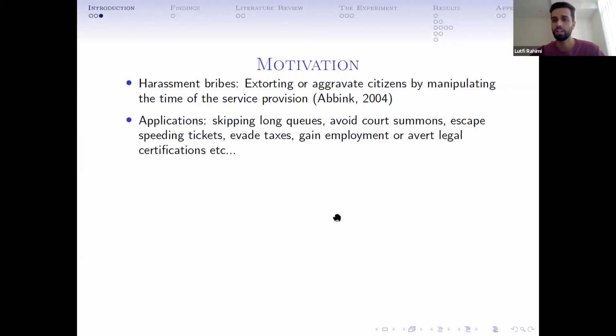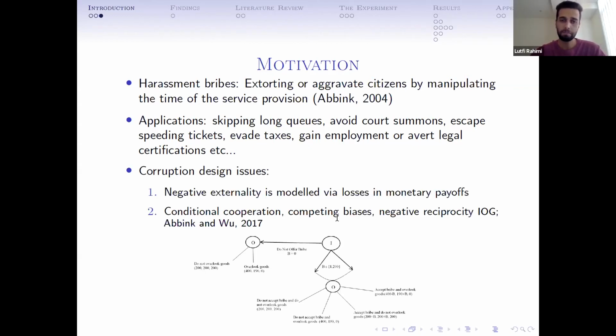That is a very long process in the UK, and if you want to build a little bit of extension to your house, you have to wait 2 years. So these sorts of harassment briberies could be used to speed up the process. So this provided some sort of motivation to do an experiment on the topic. And the second motivation came from the corruption games that exist already, or studies of corruption within the literature.